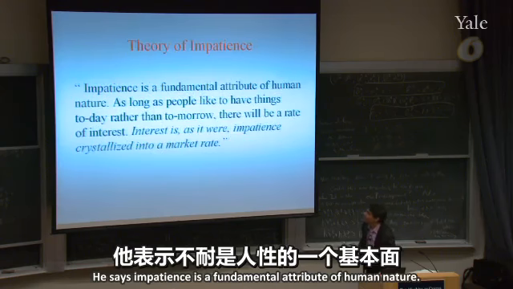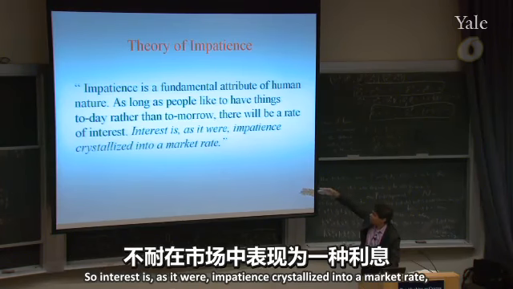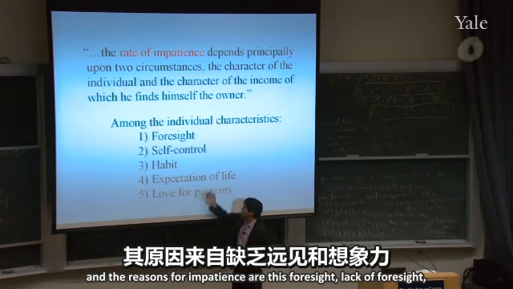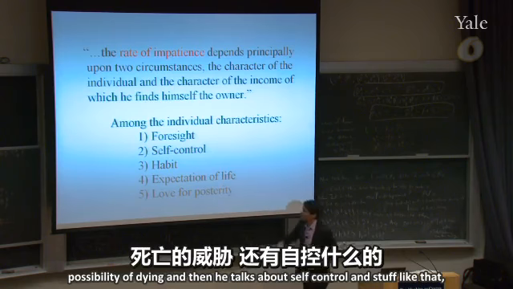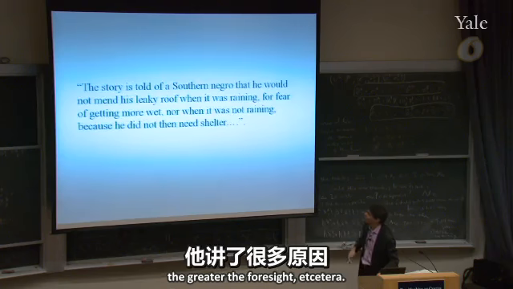But anyway, he says impatience is a fundamental attribute of human nature. As long as people like things today rather than tomorrow, there's going to be interest. So interest is, as it were, impatience crystallized into a market rate. And the reasons for impatience are foresight, lack of foresight, possibility of dying, and then he talks about self-control and stuff like that. The greater the foresight, etc.